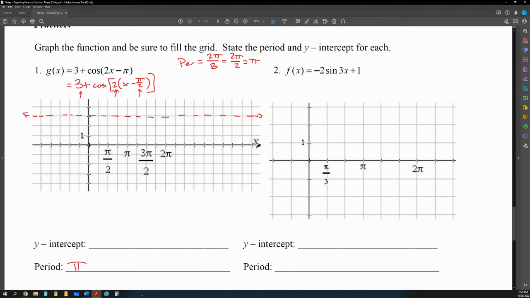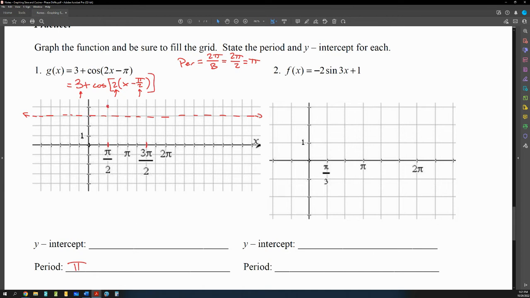But now we want to shift it to the right pi halves units. So instead of 0 to pi, we're going to go from pi halves units to 3 pi halves units. Okay? So that's going to be one full cycle. And then from there, we're just graphing the regular cosine.